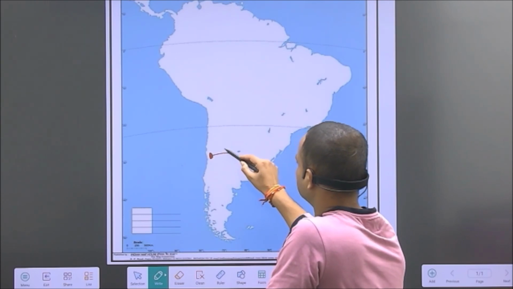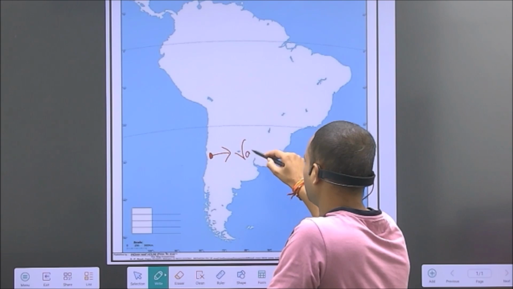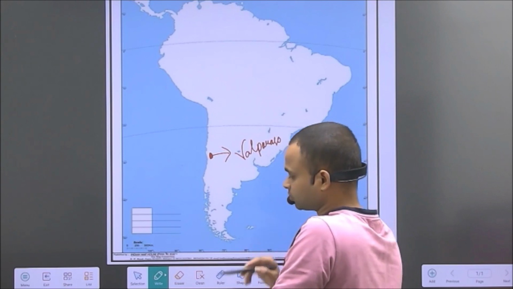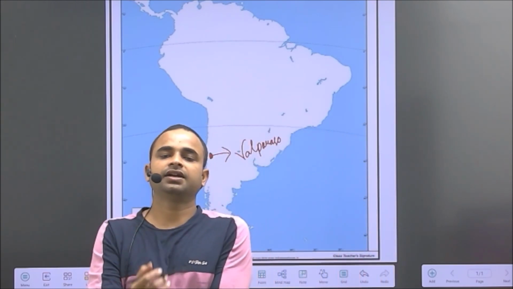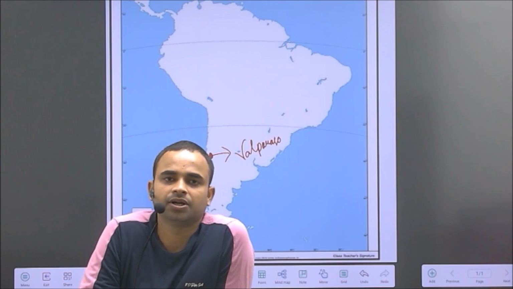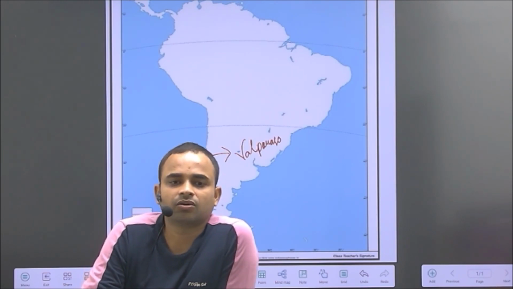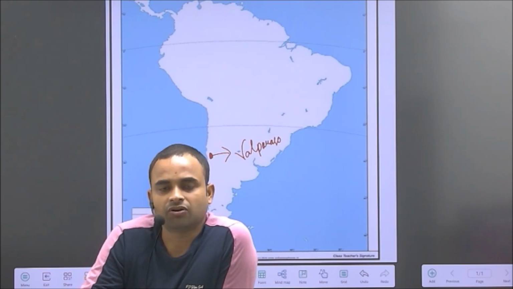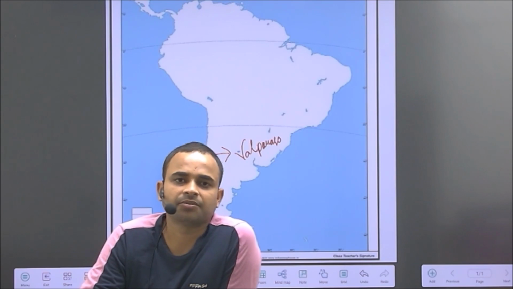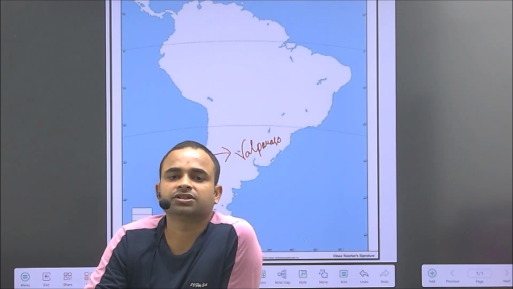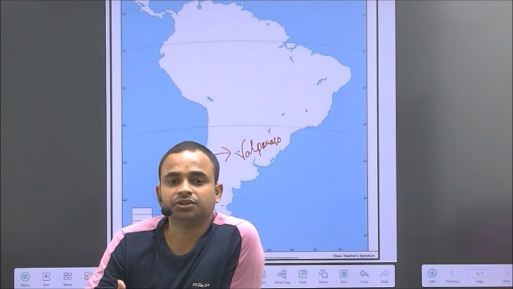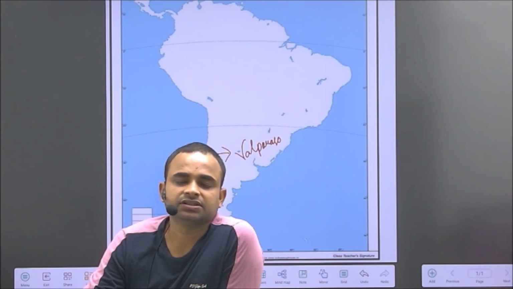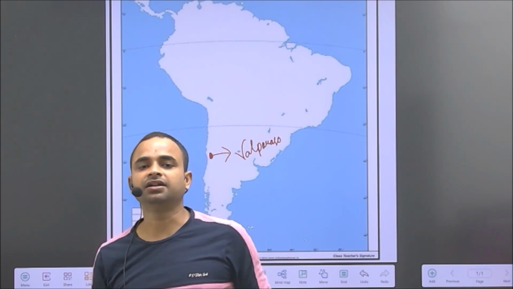Here you can see Valparaiso. In Valparaiso, one of the world's biggest wine industries is situated, because Valparaiso and Santiago are situated in a Mediterranean climate. Because of the Mediterranean climate, juicy and citrus fruit production is very high, and due to the high production of juicy and citrus fruit, processing industries and wine industries are highly developed in that place.